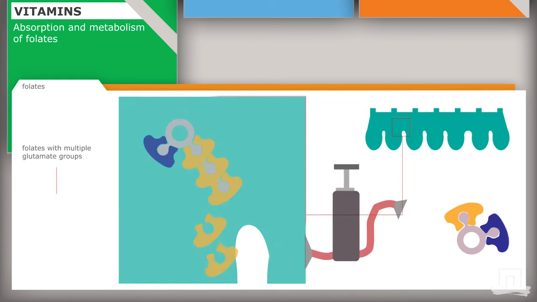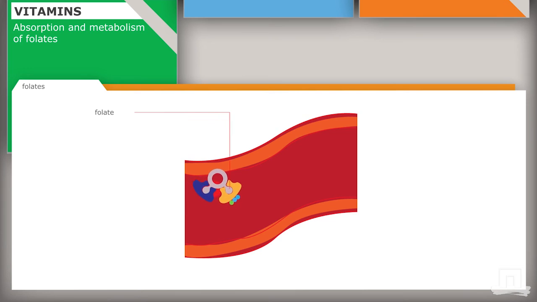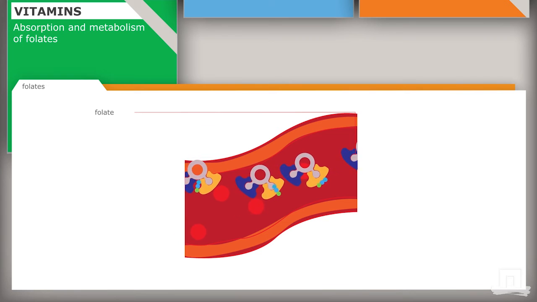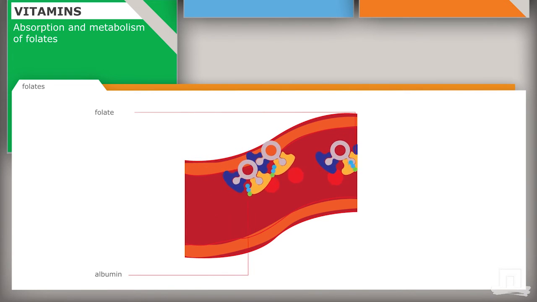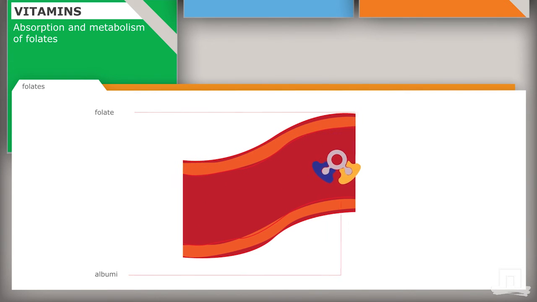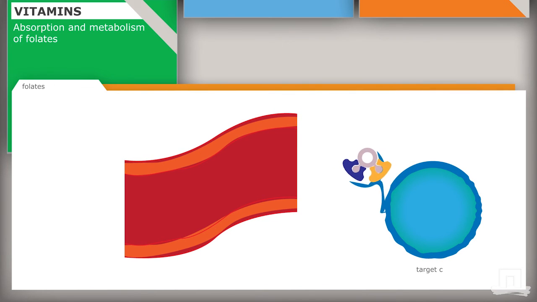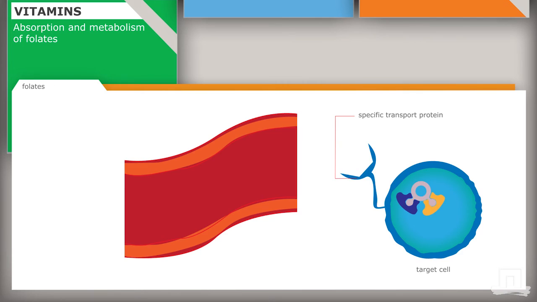shortened. Folate is transported to the tissues, including the liver, mainly as monoglutamate in the plasma, mostly loosely bound to plasma proteins like albumin. Folates are taken up in target cells by the same process by which they are taken up by the intestinal cells, which means by specific transport proteins.